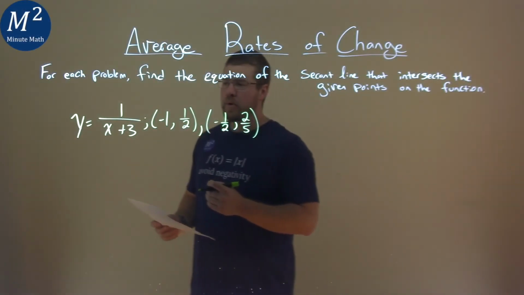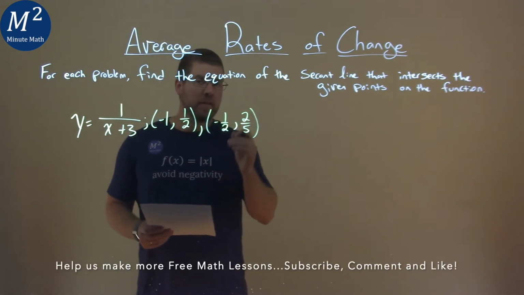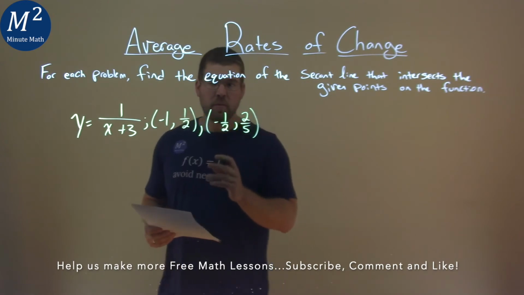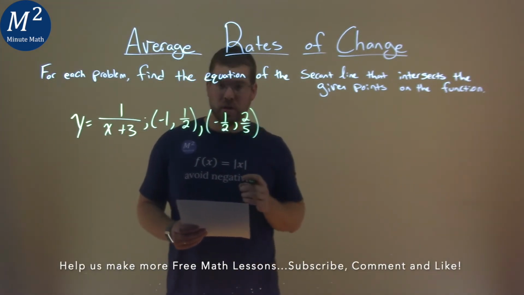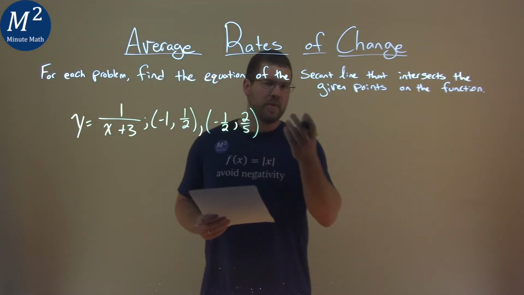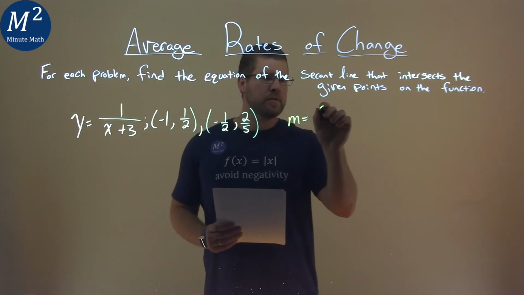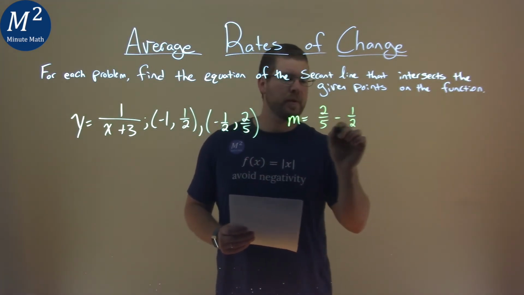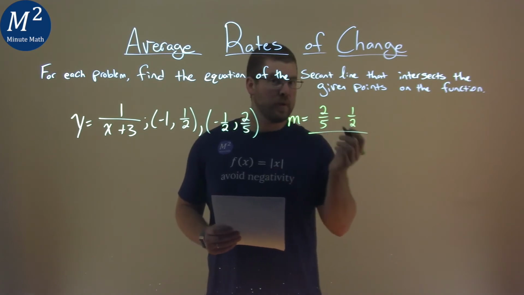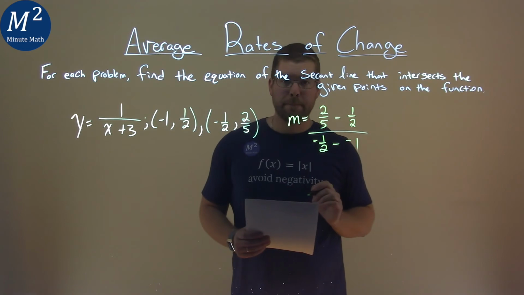We're given this problem right here, y equals 1 over x plus 3, and we have to find the equation of the secant line to the given points, negative 1, comma 1/2, and negative 1/2, comma 2/5. First step, we got to find the slope. So our slope here is equal to our y2, 2/5, minus our y1, 1/2. And that's over our x2 minus x1, negative 1/2, minus a negative 1.